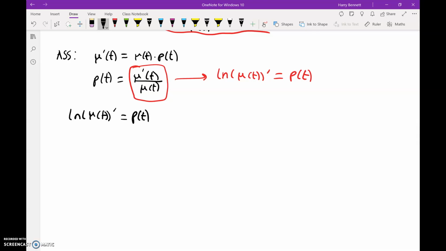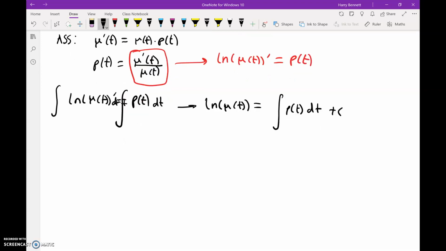Okay, so then if we integrate both sides with respect to t, we get that the natural log of mu of t is equal to, because it cancels out, the integral of p of t dt. And of course we have another constant hanging around, so instead of writing it on this side, I'm going to write it on this side, so we have plus c over here.